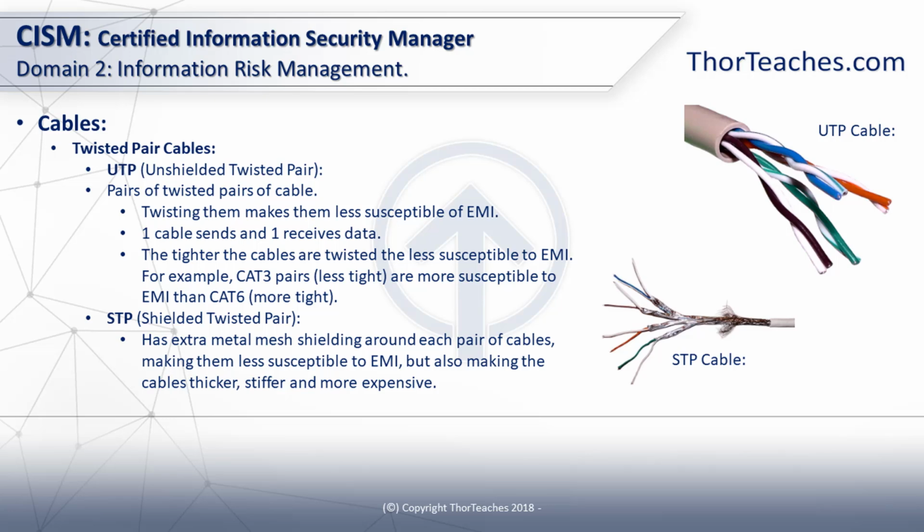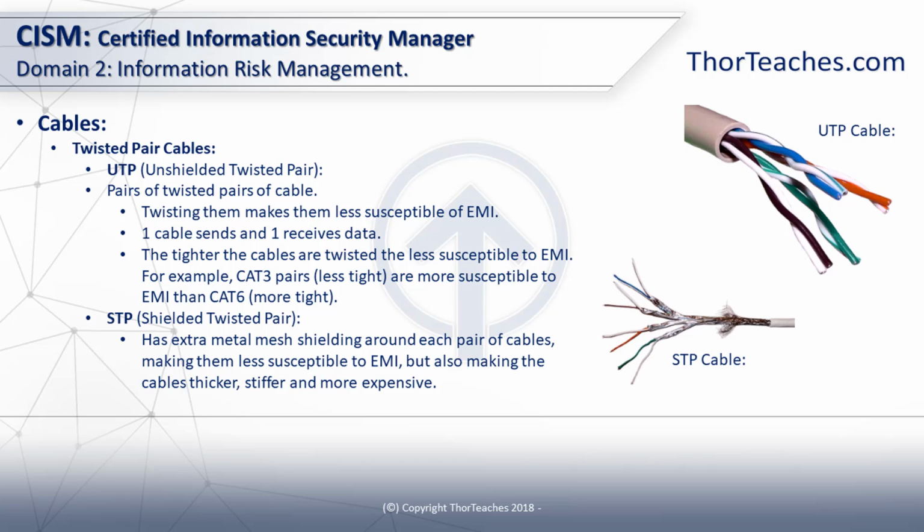So for instance, CAT3, which we really don't use anymore, is not very tightly wound, so it's more susceptible than, for instance, a CAT6 cable, which is much more tightly wound. Right now, most of the cables you use are CAT5, 6, or maybe even 7. In most of our office environments, we would use the UTP cables.